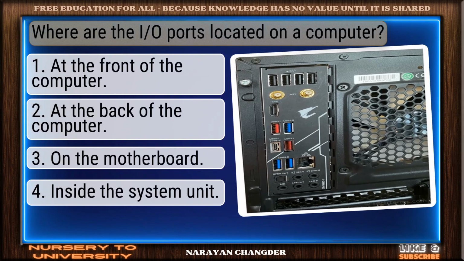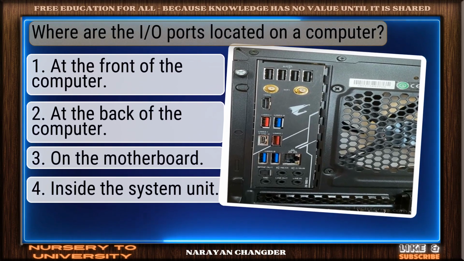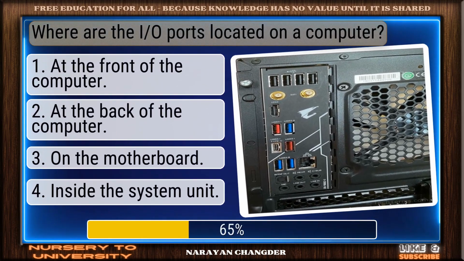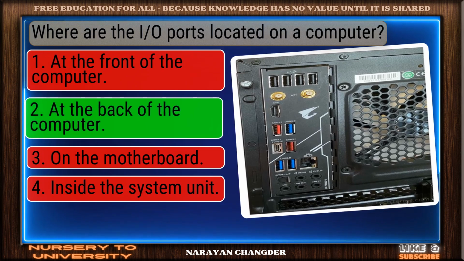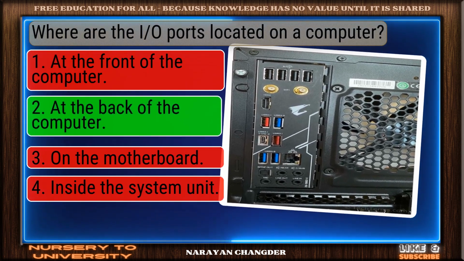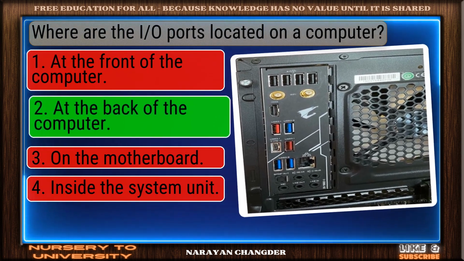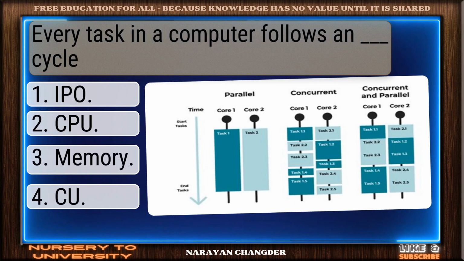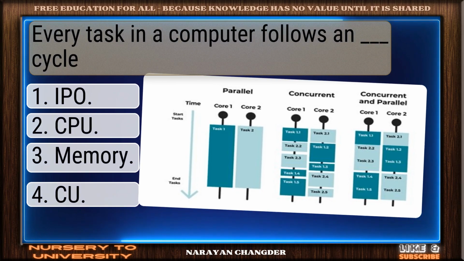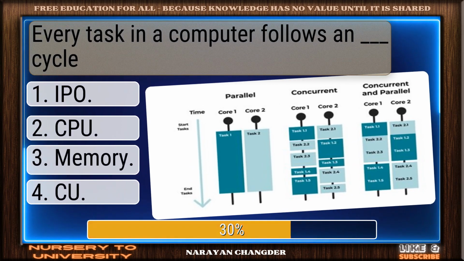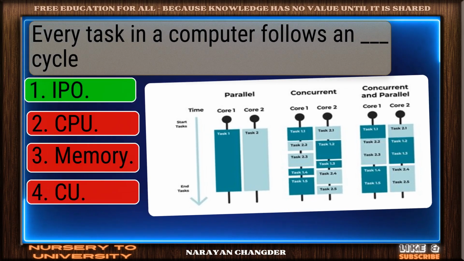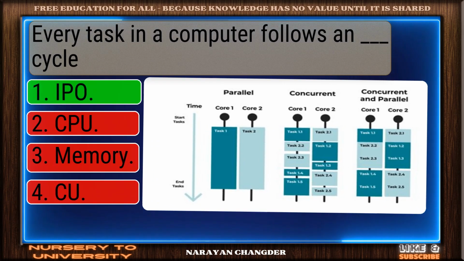Question number 19. Where are the I/O ports located on a computer? Strong choice. At the back of the computer is the right answer. Question number 20. Every task in a computer follows an dash cycle. Right again. IPO is a valid answer.